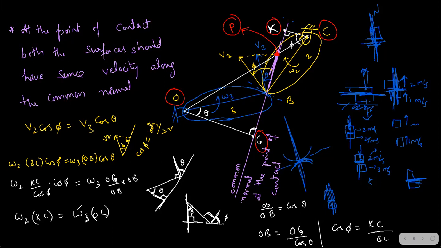So I can write down omega 2 by omega 3 or omega 3 by omega 2, any ratio, no problem. It is OC by KC, right? Sorry, OG, this is G. OG by KC. So I can write down OG by KC is equal to, because they are similar triangles, OP by PC or CP. Can I write this down? Yes.